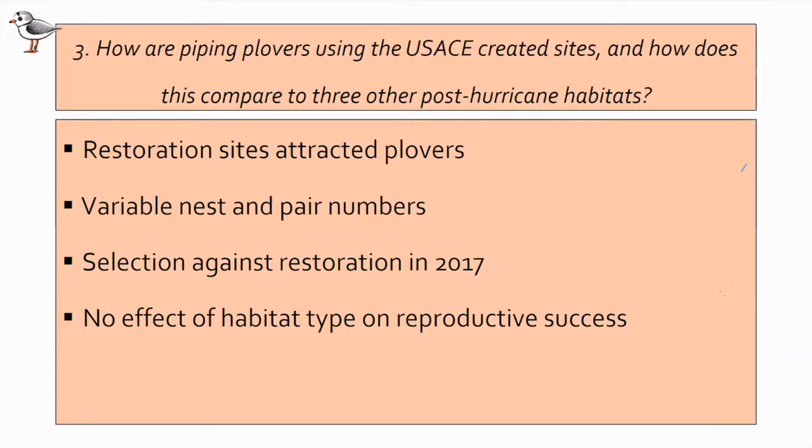Interestingly, there was no effect of habitat type on any of those reproductive success parameters that we discussed. But there was annual variation, supporting the idea that we need to continue monitoring these species in order to get a longer term data set, which thankfully Sam is kindly doing.